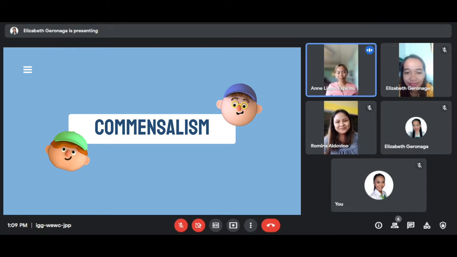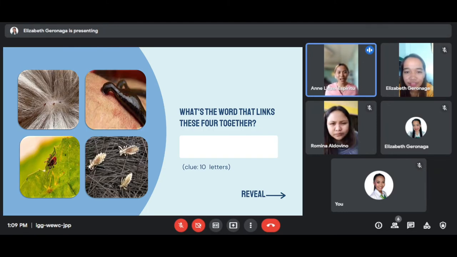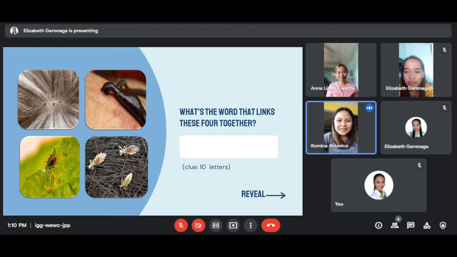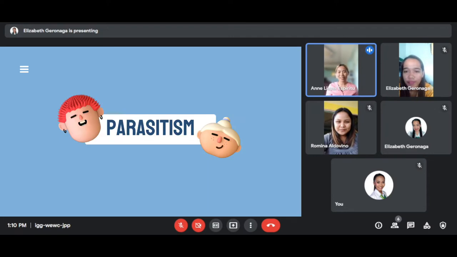Okay, next set of pictures. What do we have here? The clue, it has 10 letters. What do you think is the word that links these four pictures together? Anyone? Ma'am. Yes, Miss Aldovino again. Parasitism. Parasitism. Let's see if it's correct. Parasitism is correct. Very good, Miss Aldovino.